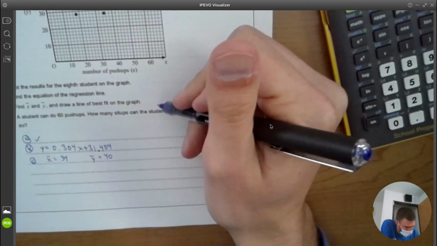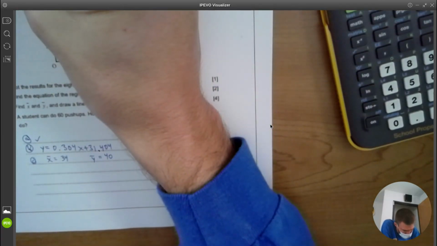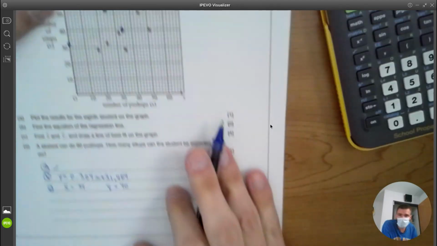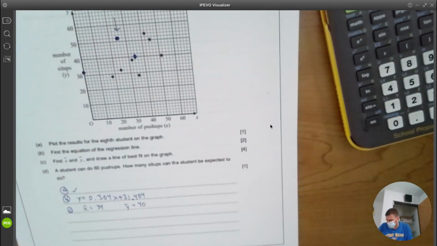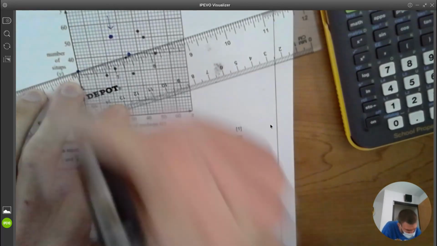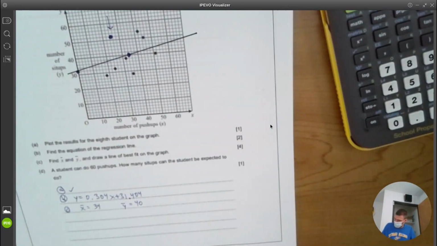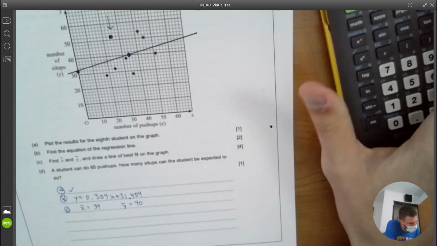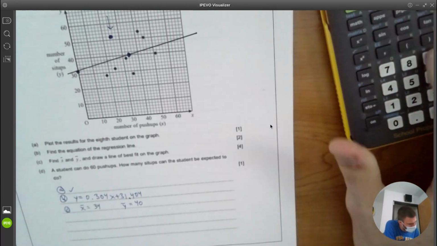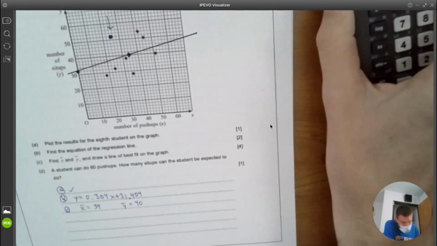When you go to draw the line of best fit, I'm going to use 31 for my y-intercept, because we know it goes through that y-intercept. And we know it goes through my coordinate here. Of course, I could also zoom. Yeah, looks pretty good.